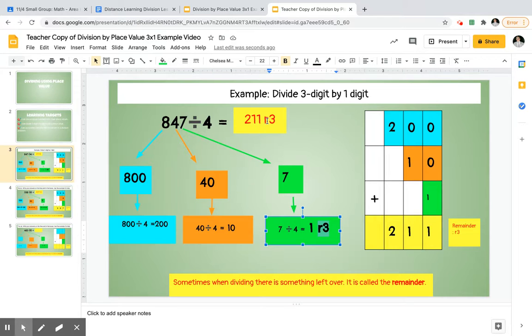All right, guys, you are now going to practice this with 4 problems. If you get stuck, come back to this video, find the step you're stuck on, and watch it again.